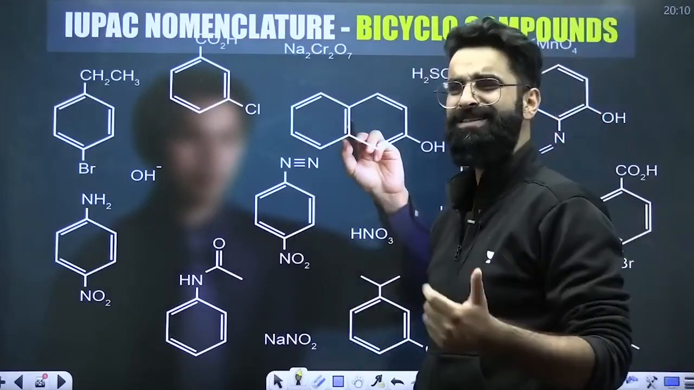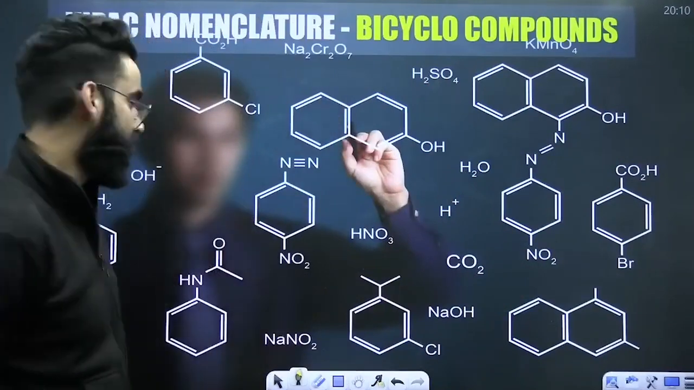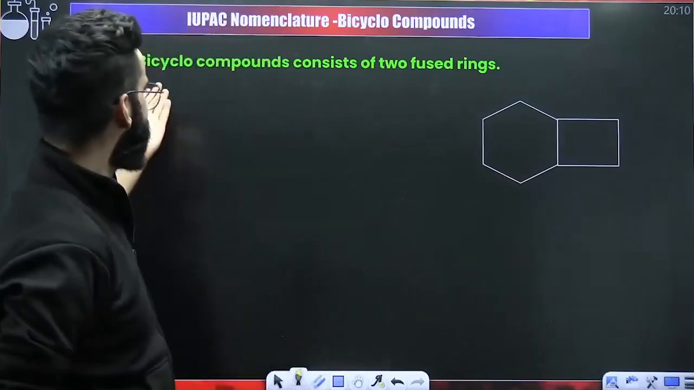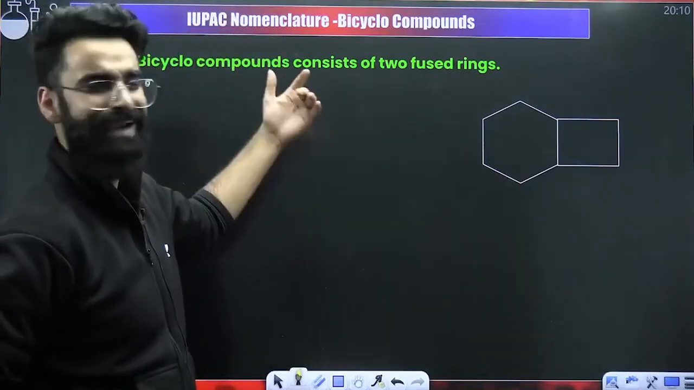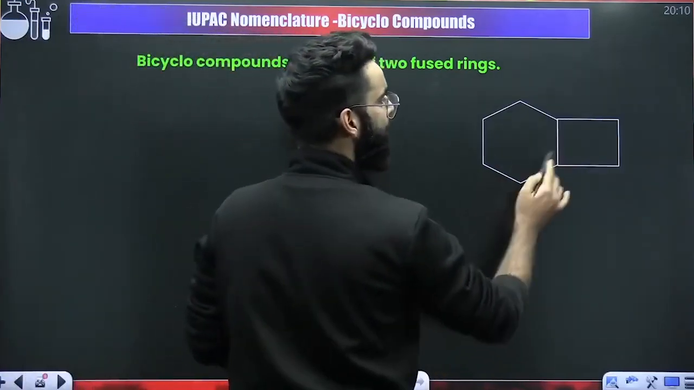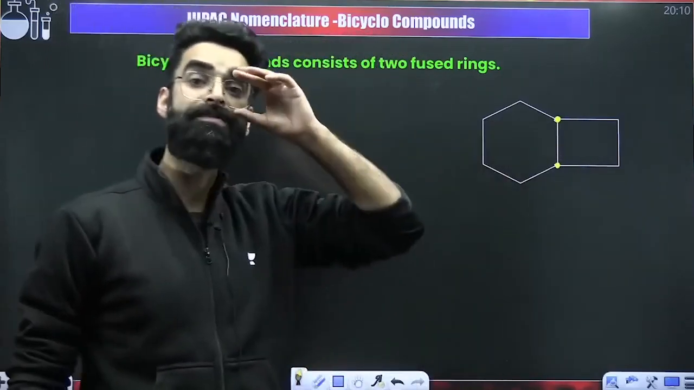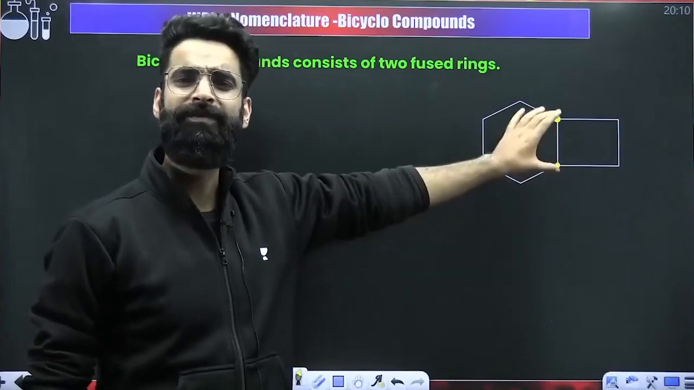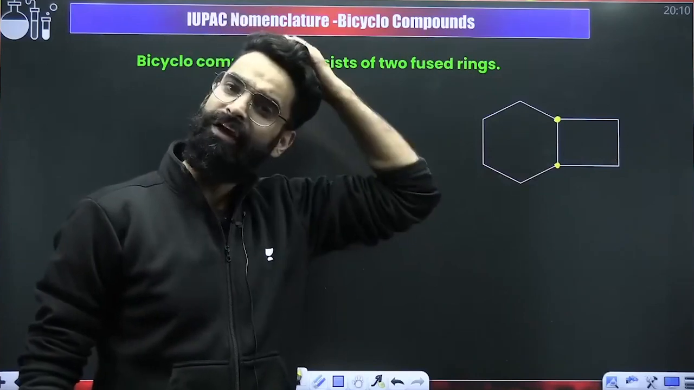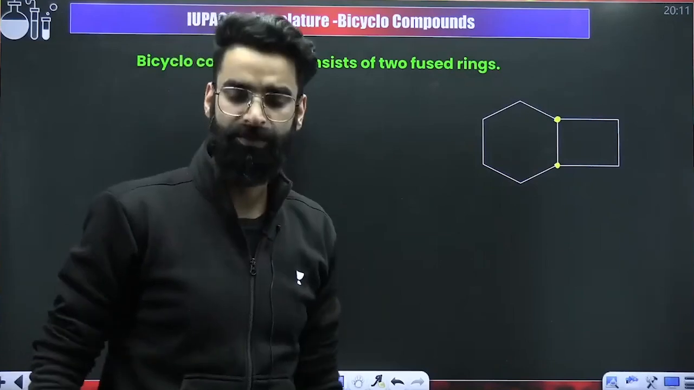My dear students, there is a special way of naming bicyclo compounds. First of all, what are bicyclo compounds? Let's have a look. This is your bicyclo compound. A bicyclo compound consists of two fused rings. This is one ring, this is one more ring. Both the rings have got two atoms in common. Whenever you see rings in which two atoms are common to two rings, the rings are fused, and you'll be calling it a bicyclo compound.